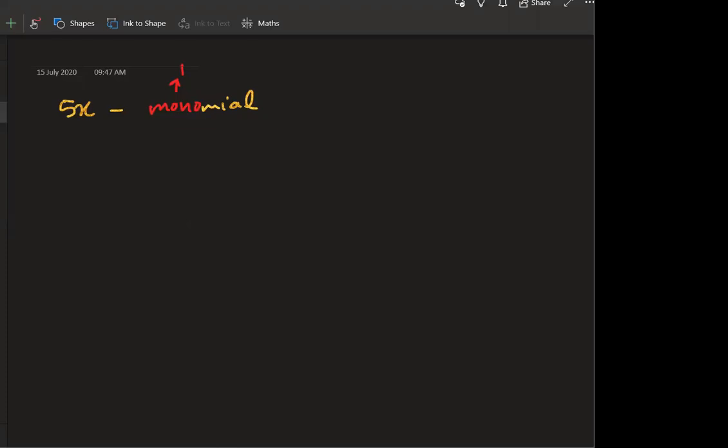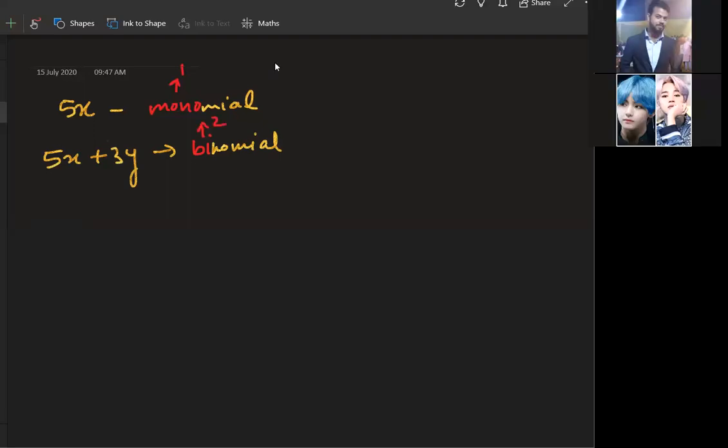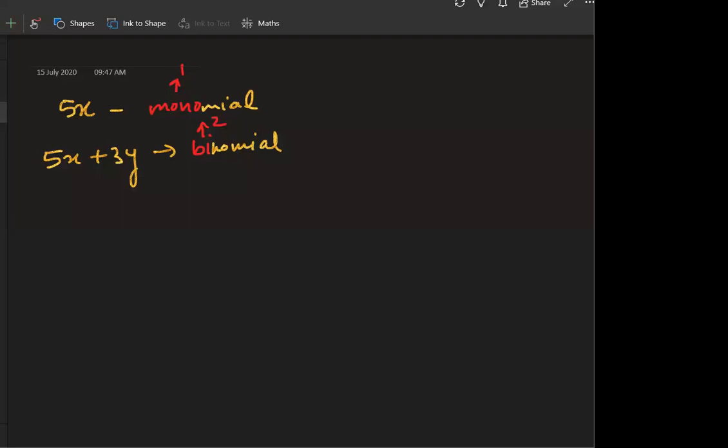On the other hand, 5x plus 3y has two terms, students. So this is called a binomial. Bi means 2. So 5x plus 3y is a binomial. An algebraic expression which has 2 terms is called a binomial, and an algebraic expression which has 1 term is called a monomial.